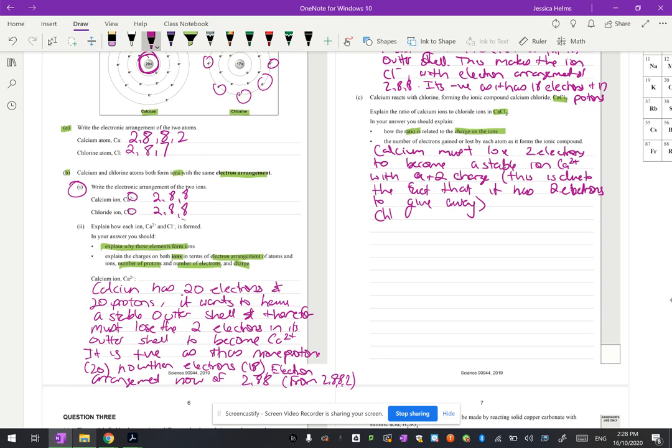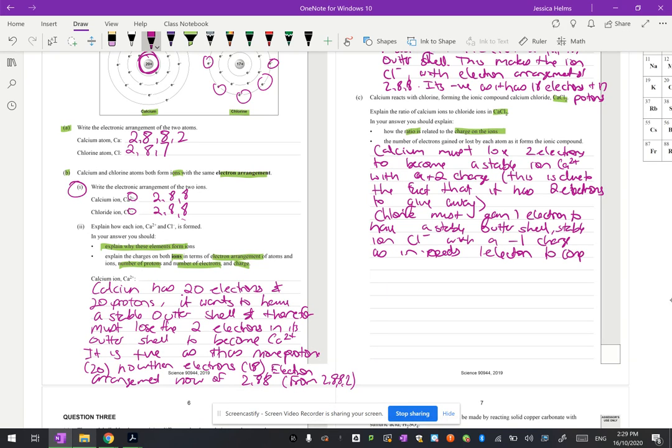and chlorine, okay, must gain 1 electron to have a stable outer shell, and so becomes the stable ion Cl- with a negative 1 charge, as it needs 1 electron to complete itself. Okay, so that's in reference to the charge.